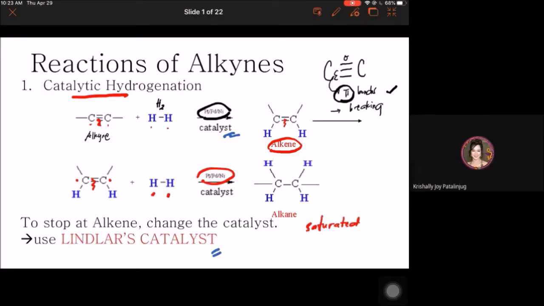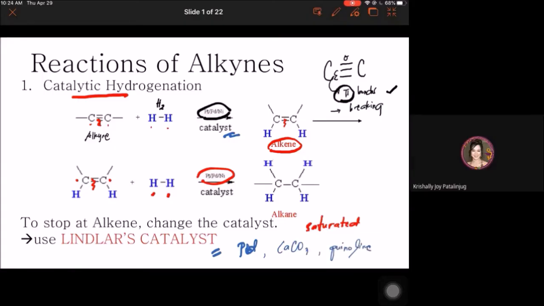A Lindlar's catalyst also contains a metal. Particularly, it contains lead. I'm sorry, it's Pd, palladium. However, palladium alone is a strong metal catalyst. So in a Lindlar's catalyst, the metal is being added with other compounds to weaken the activity, or the strength, of the metal. It's being added particularly with calcium carbonate and quinoline.